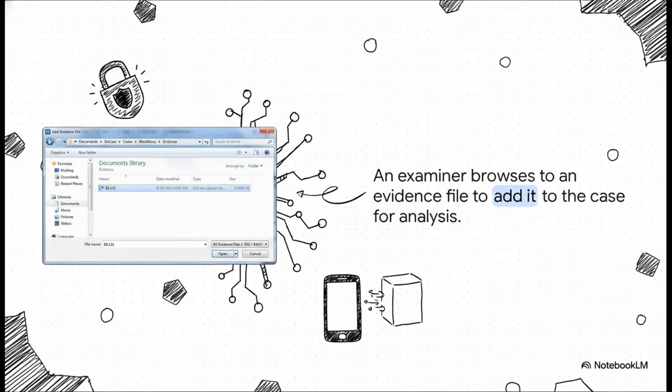And here's that moment. The examiner finds the evidence file. In this case, it looks like it's from a BlackBerry. They select it, and they click Open. And boom. Just like that, the evidence is loaded, its integrity is verified, and it's locked into the case, completely safe from any kind of contamination and ready for analysis.